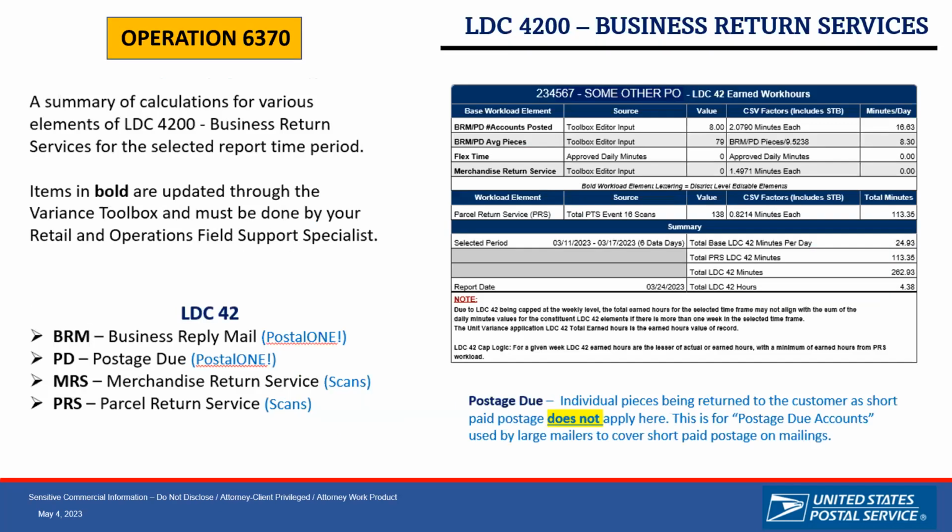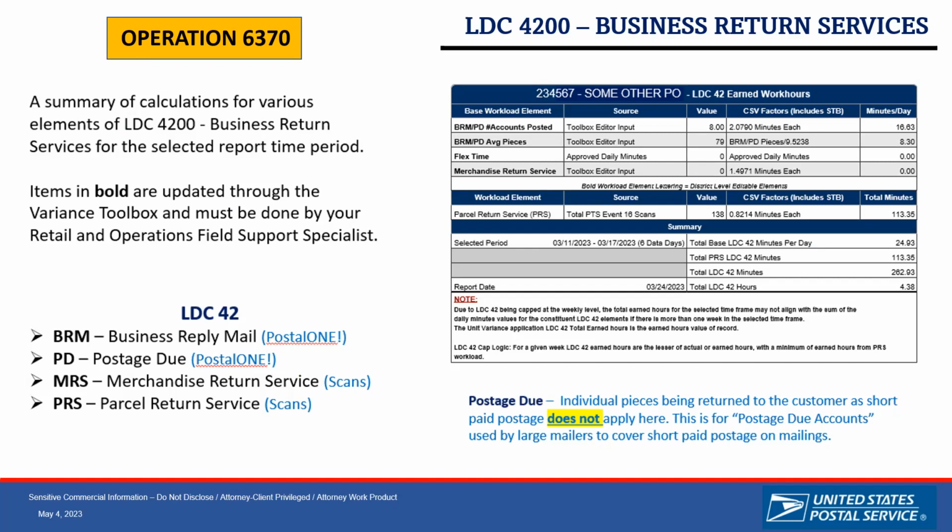Next is your business return services, Operation 6370. A lot of this time is use or lose. You earn your time two different ways with this, with your scans and with your clock rings. If you're only doing scans, then you stand to lose the time that you earn for your clock rings. If you look in your seesaw every day in LDC 42, you'll see the amount of time that is calculated that you should use for that day.